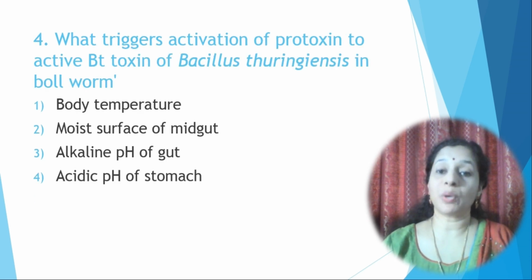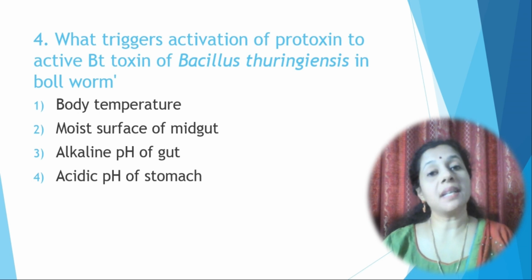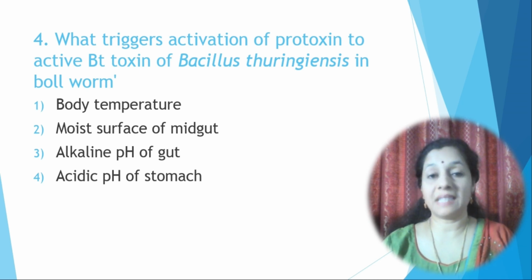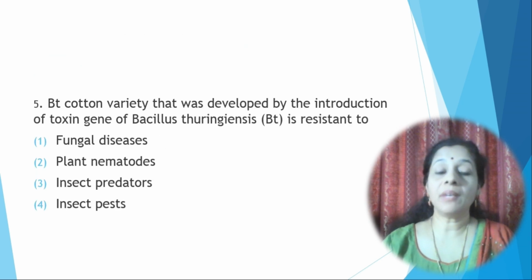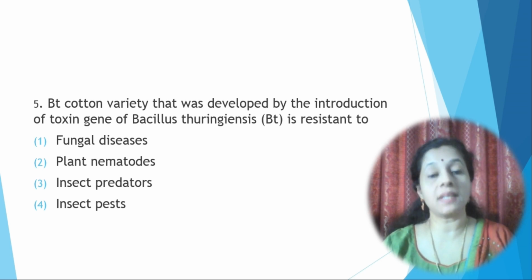What triggers activation of protoxin to active Bt toxin of Bacillus thuringiensis in bollworm? This comes under pest-resistant plants. We know Bacillus thuringiensis bacteria have got a gene called cry gene that can produce a cry protein, which is inactive toxin. But in the alkaline pH of the gut of the insect, it will become solubilized and become active. So here the correct option is option 3, alkaline pH of gut. Bt cotton variety that was developed by the introduction of toxin gene of Bacillus thuringiensis is resistant to insect pests. They are very specific to certain insect pests.